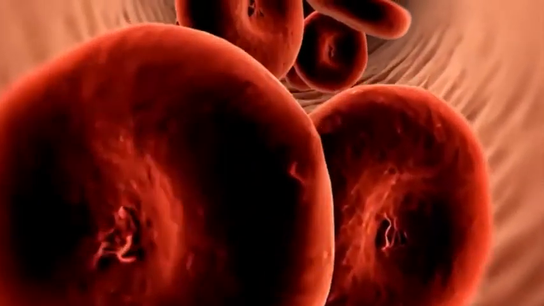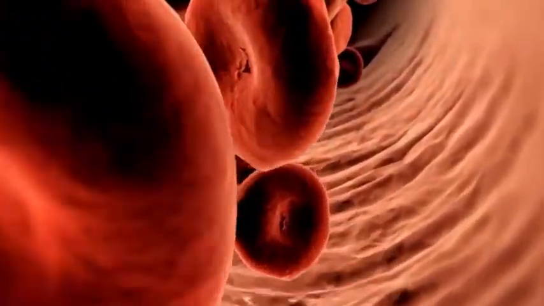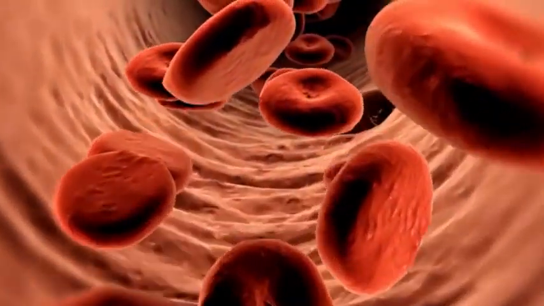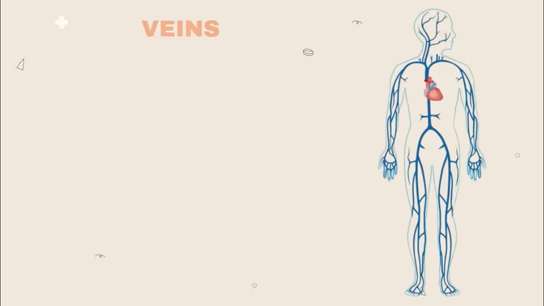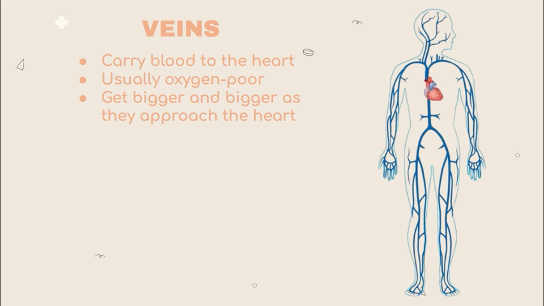If the arteries bring blood to the cells, then what brings the blood back to the heart? Well, of course, it is the veins that bring blood back to the heart. Veins are usually oxygen poor, but like the arteries, there is an exception with the pulmonary veins that carry oxygen-rich blood. Sort of like arteries, veins also get bigger and bigger as they approach the heart.